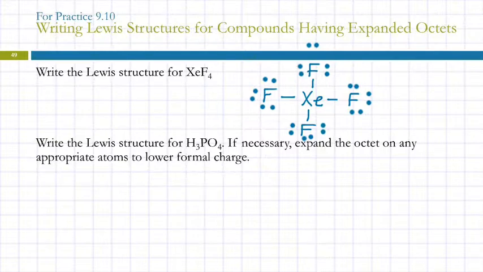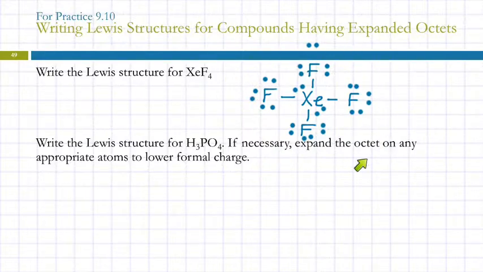Can I put extra electrons on fluorines? No, fluorine is period 2. Can xenon expand its octet and take more electrons? Yeah. Xenon's in period 5. I can do that. So I can put 2 lone pairs on the xenon.